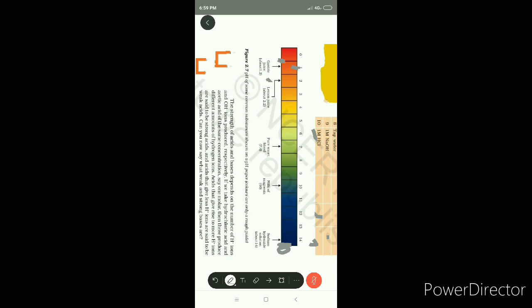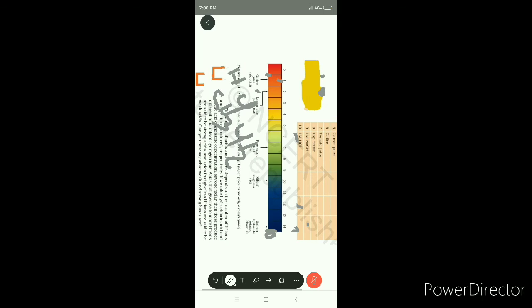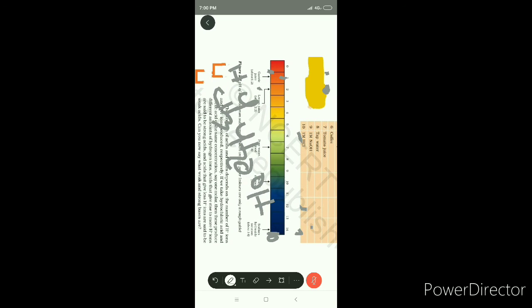So what is written here? Look, the strength of acids and bases depends on the number of hydrogen ions and hydroxide ions produced respectively. If we take hydrochloric acid and acetic acid of the same concentration, say 1 molar, then they produce different amounts of hydrogen ion. Here suppose I have taken HCl, hydrochloric acid, and here I have taken acetic acid, CH3COOH. So when we take 1 molar, the amount of hydrogen ion is not the same between these two.